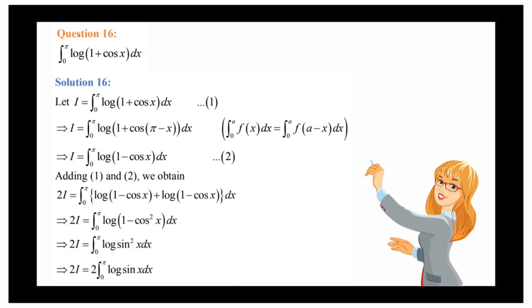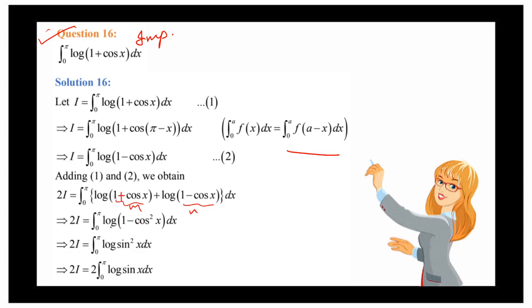Log of 1 plus cos x. This is an important question. Same property first of all. Cos of pi minus x, 1 minus cos x, cos(pi minus x) is minus cos x. Adding 1 and 2: log of 1 minus cos x plus log of 1 minus cos x. Log m plus log n, what is it? Log mn. Mn means 1 minus cos x into 1 plus cos x, or 1 minus cos square x.